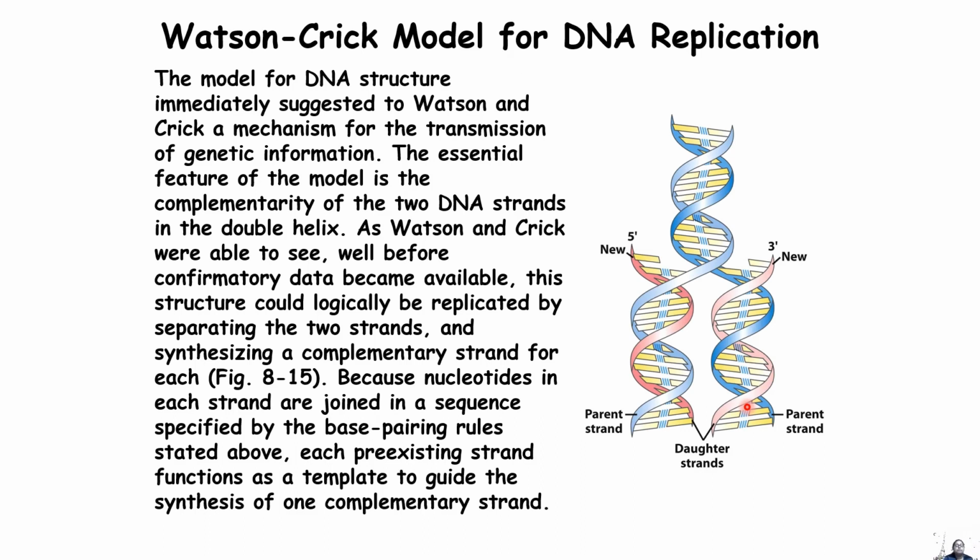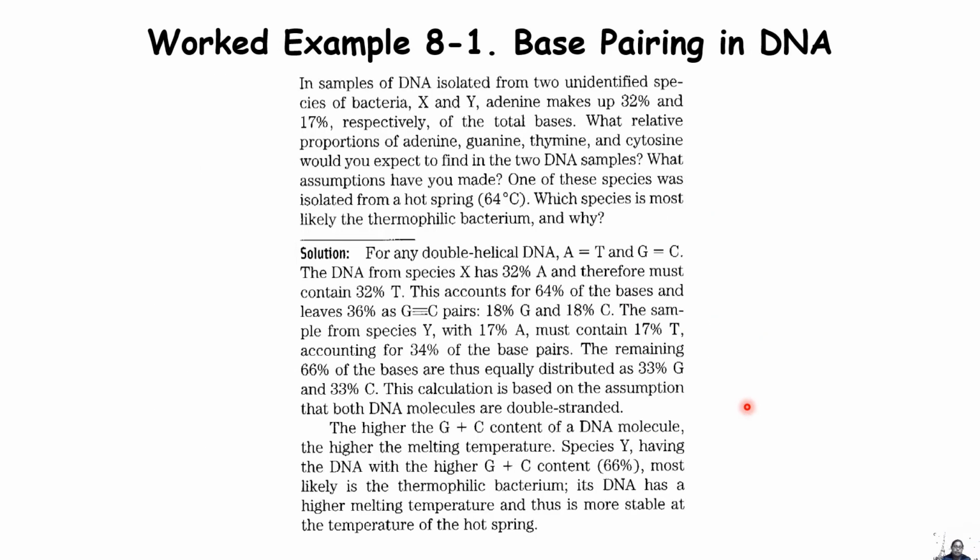Now, the model for DNA structure suggested by Watson and Crick also described a mechanism of genetic information transfer. The essential feature of the model is the complementarity of the two DNA strands in the double helix. As Watson and Crick were able to see well before confirmatory data became available, this structure could logically be replicated by separating the two strands and synthesizing a complementary strand for each. Because nucleotides in each strand are joined in a sequence specified by the base pairing rules stated above, each pre-existing strand functions as a template to guide the synthesis of the complementary strand.